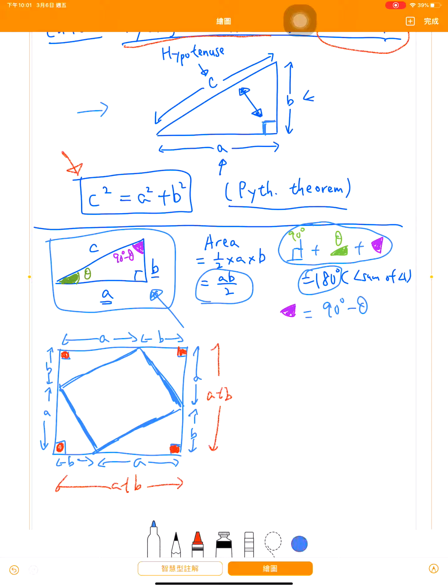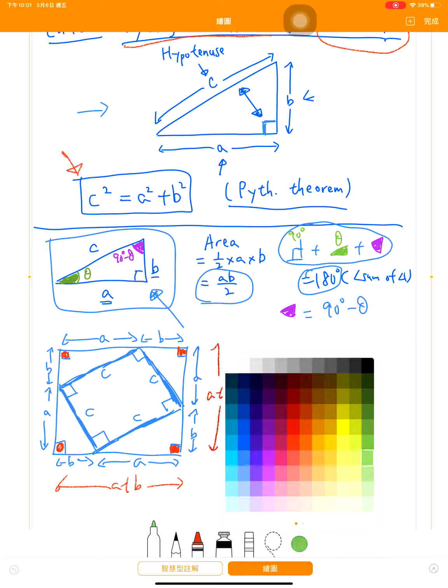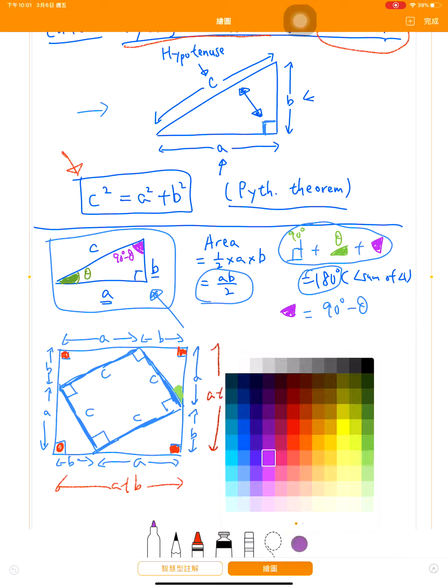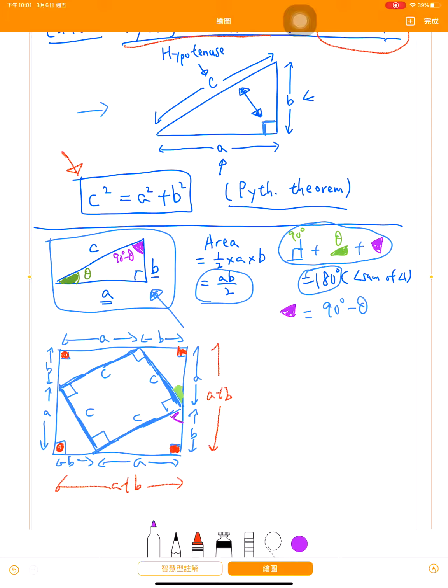So inside the square, we can see the marked line. This one should be C, C, C, and C, right? All of them are C. And I tell you, inside this one is in fact also a square. All of them are right angles. Why? Because again, I mark all the angles. For example, this one should be the green one, right? And then this one should be the purple one, right?